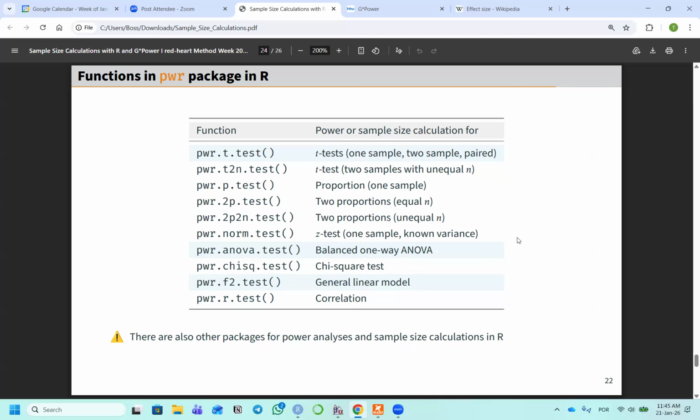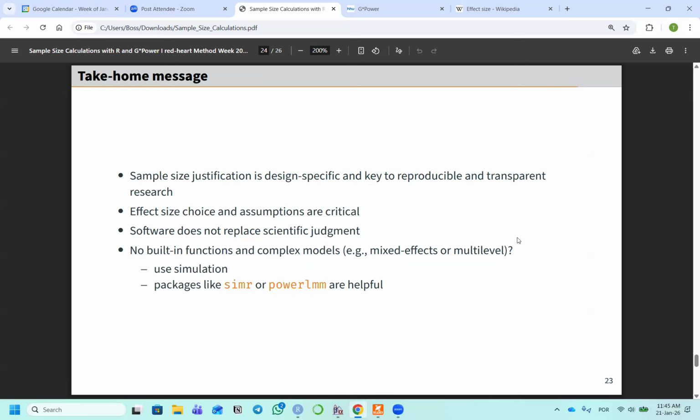Now, as a final point, which is very important, and the message of this presentation is simply that sample size justification is design specific. I cannot directly use a sample size that I calculated for an independent t-test on a linear regression, because they are applied in different settings, and my effect sizes are different, so I have to be very careful which design I'm going to use.